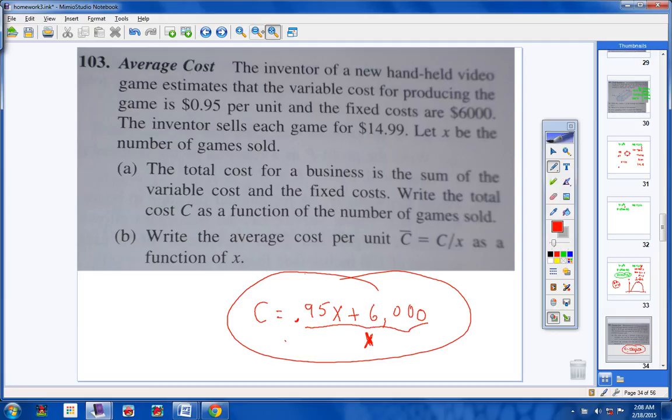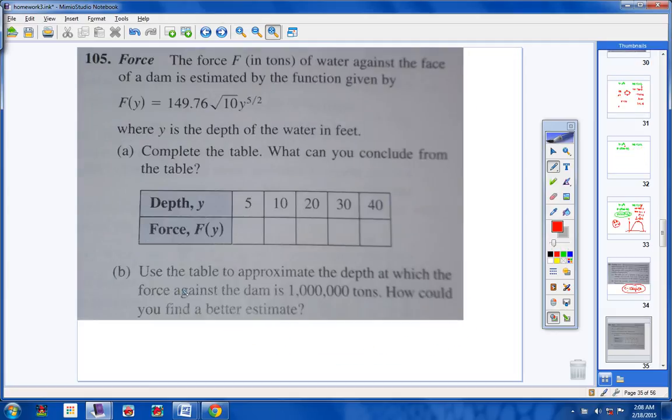Alright, moving on to number 105. The force F in tons of water against the face of a dam is estimated by this function right here, where Y is the depth of the water in feet. Now, complete the table. What can you conclude from the table?